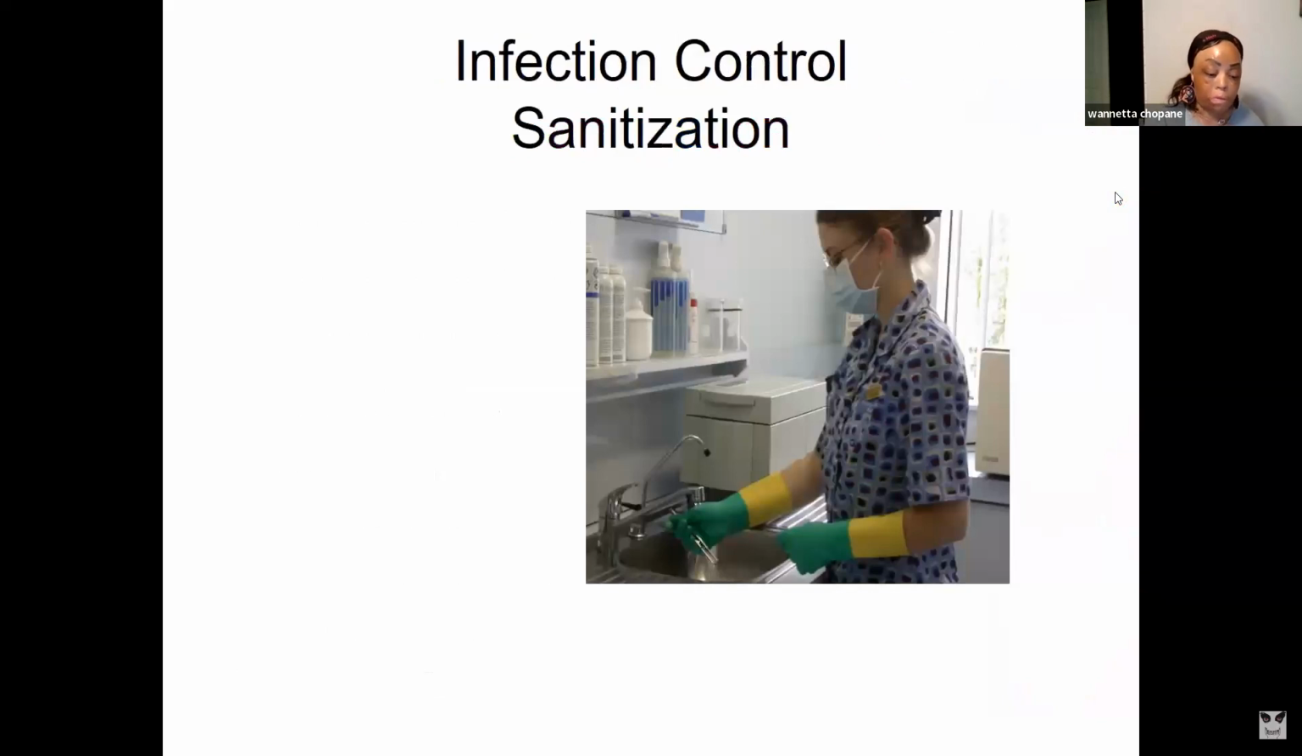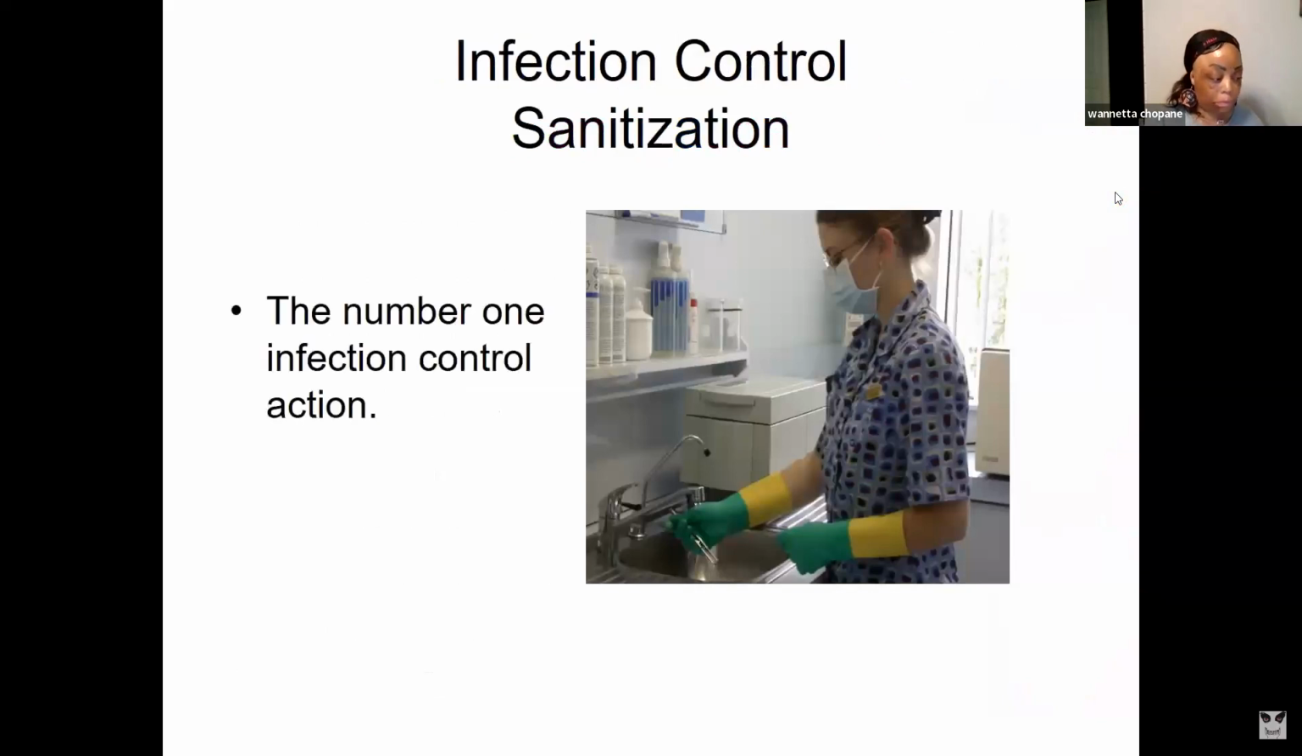Now let's talk about infection control sanitization. The number one infection control action is soap and water, and this is at the most minimal basic level. Anything else, as you can see from the picture, requires heavy duty gloves when handling certain agents like bleaches or other heavy chemicals that require these protective gloves when sanitizing certain equipment that doesn't get disposed of.